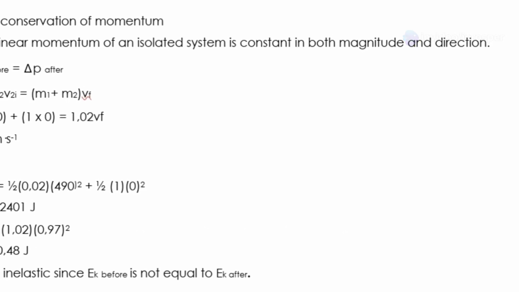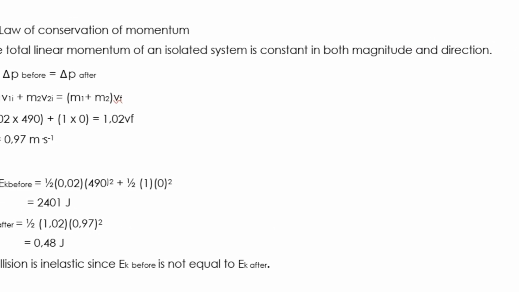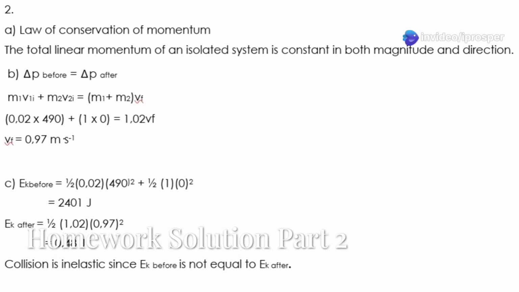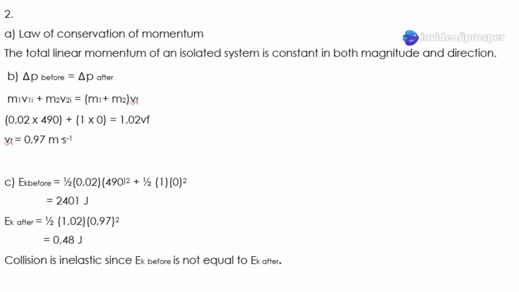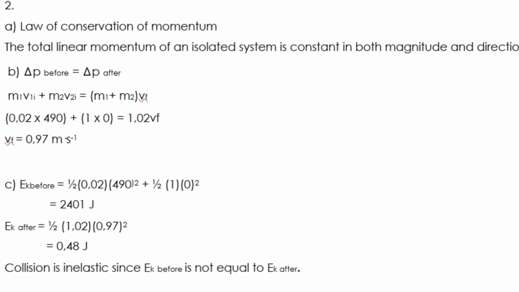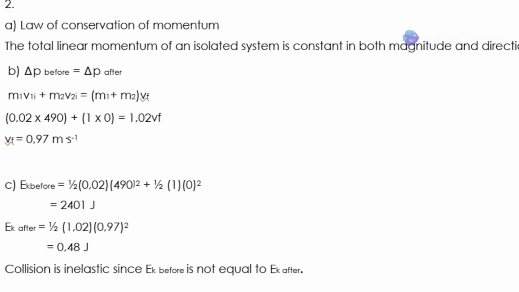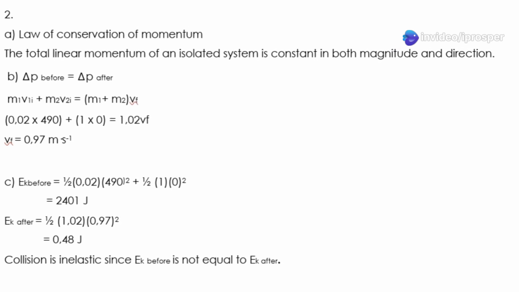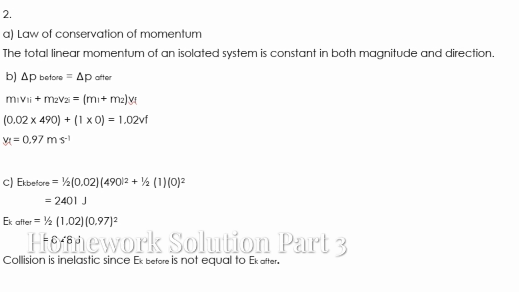2a. The law of conservation of momentum. The total linear momentum of an isolated system is constant in both magnitude and direction. Part B. Delta P before equals delta P after. M1V1 initial plus M2V2 initial equals the sum of M1 and M2 times V final. 0.02 times 490 plus 1 times 0 equals 1.02 times V final. So V final equals 0.97 meters per second.